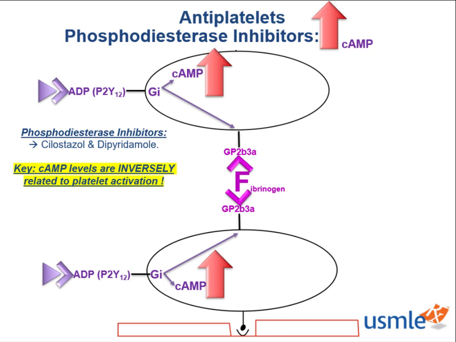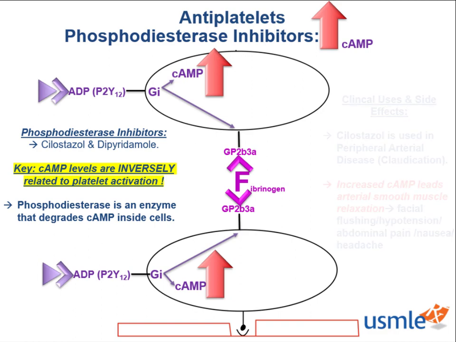Again, to do this, these drugs inhibit phosphodiesterase, an enzyme that normally degrades cAMP inside cells. It is important for cells to have phosphodiesterase enzymes degrading cAMP because it is a second messenger involved in a myriad of signaling pathways. Therefore, cAMP levels must be tightly controlled. Before moving on, let's briefly discuss clinical uses and side effects for these agents.